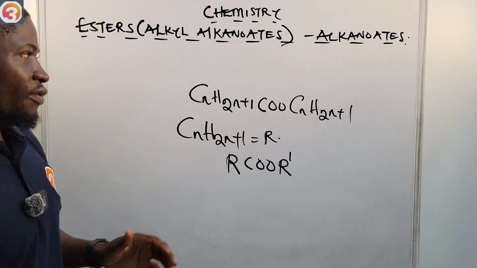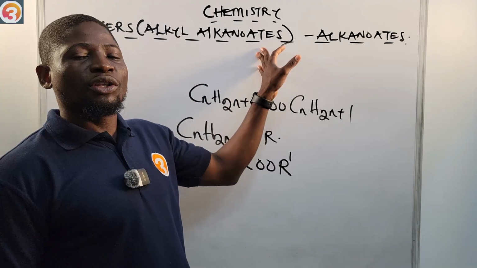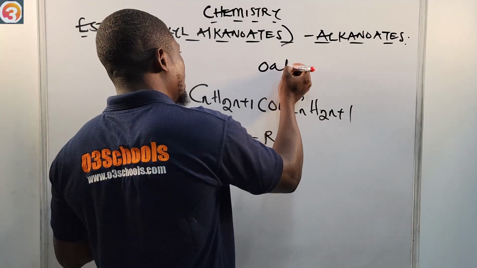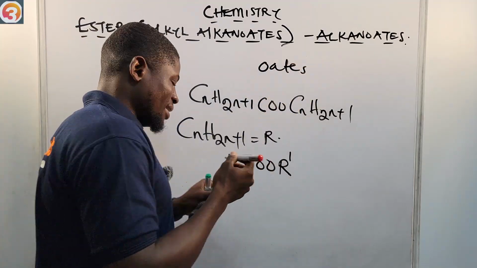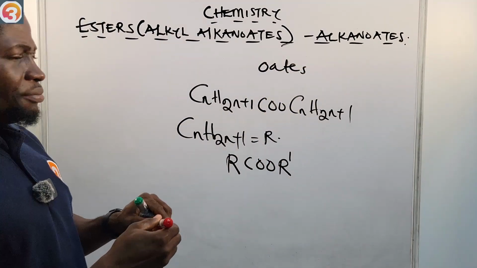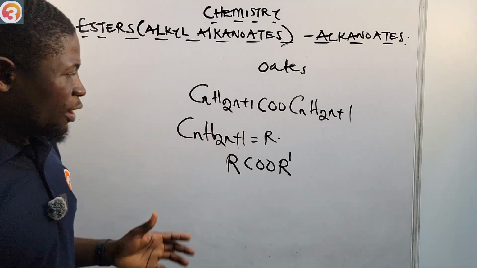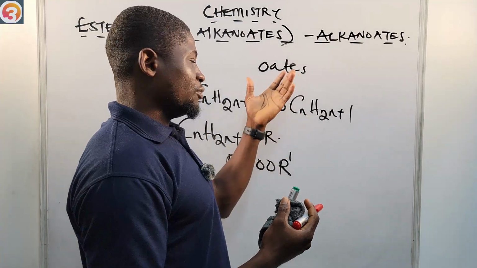That's why I call them alkyl alkanoates. So if I name an ester, it will end with -oate. Okay? For example, methyl methanoate, or alkyl alkanoate, and so on and so forth. Anything you want to name, you must end with -oate.